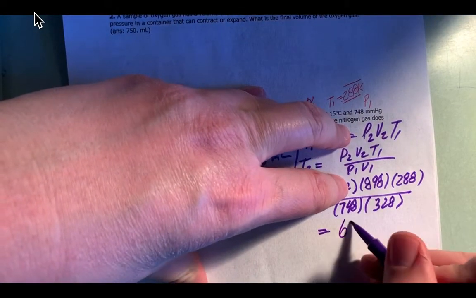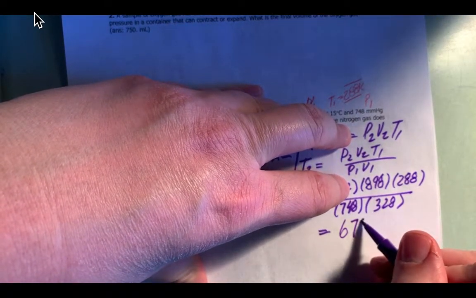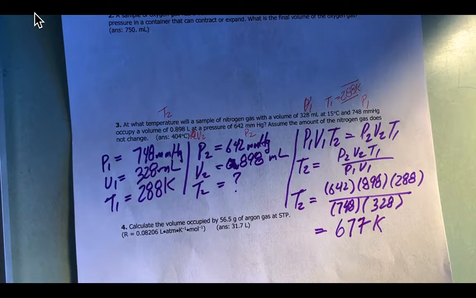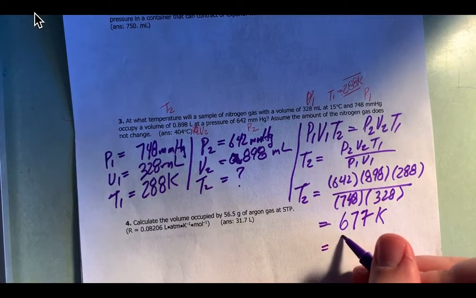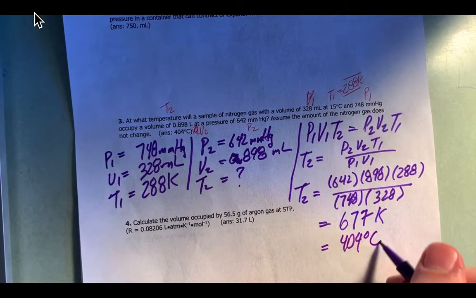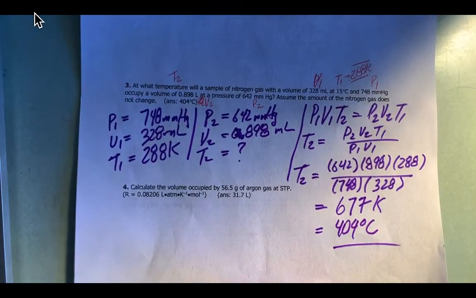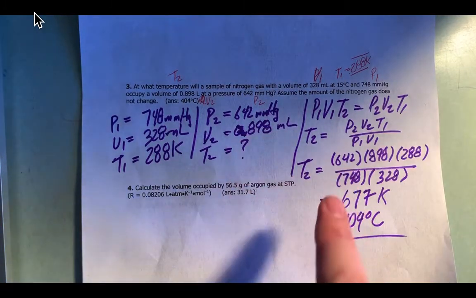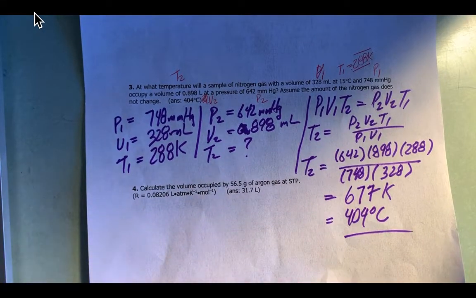Okay, so 677 Kelvin. To get that into degrees C, I do 677 minus 273, which is then equal to 404 degrees C. So if you're asked for a final value in degrees C, you have to do the calculation in Kelvin. Temperature must be in Kelvin. And then at the last step, convert back to degrees C.